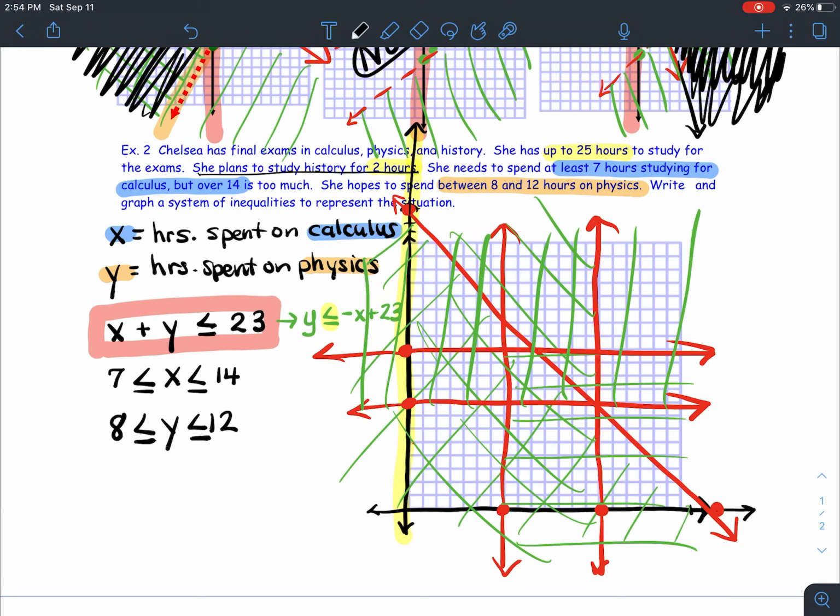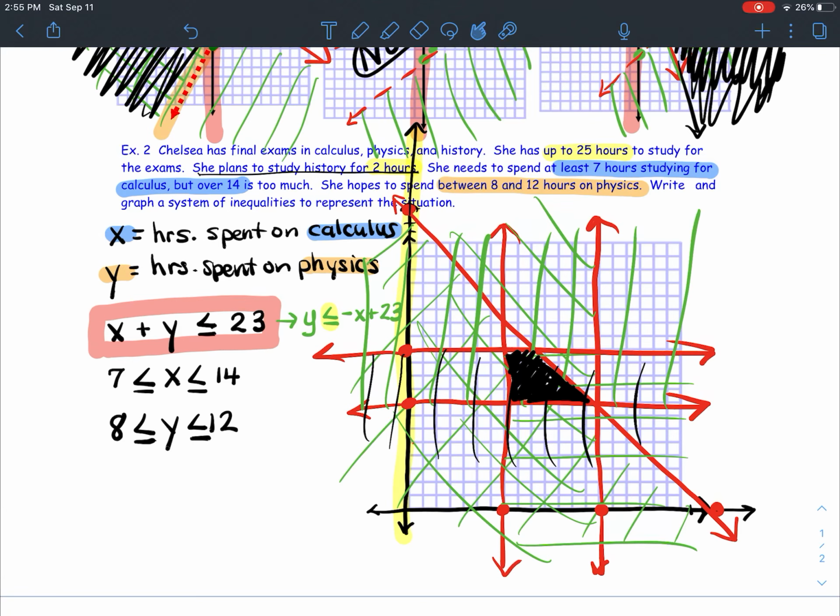Here's where I think I should start to be able to see where things are overlapping. I think it's this little, almost trapezoid-ish shape right in here where all the overlapping shaded regions collided. So what this means is if you pick any point in this shaded region, the x-coordinate and the y-coordinate would tell you how many hours she could spend studying calculus and physics that would satisfy all of these requirements that she's set forth in this particular problem.